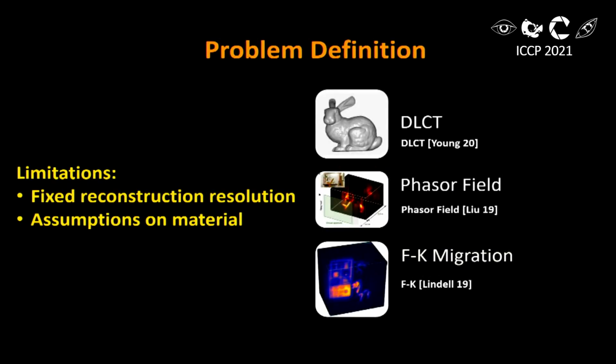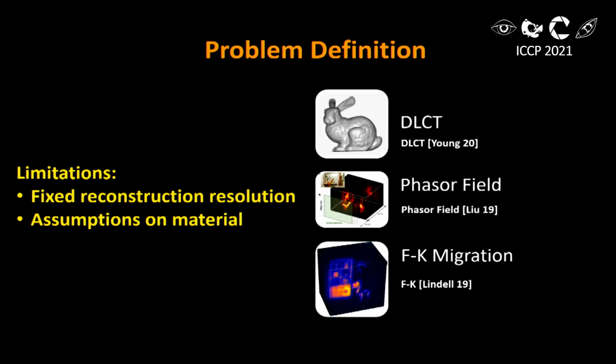Well, there are still some limitations in current methods. First, the resolution of the reconstruction scenes is fixed. Most methods divide the entire space into fixed voxels based on the resolution of the input data. Some methods also limit the material of the reconstructed objects. In order to overcome these limitations, we present a novel volumetric NLOS imaging framework.